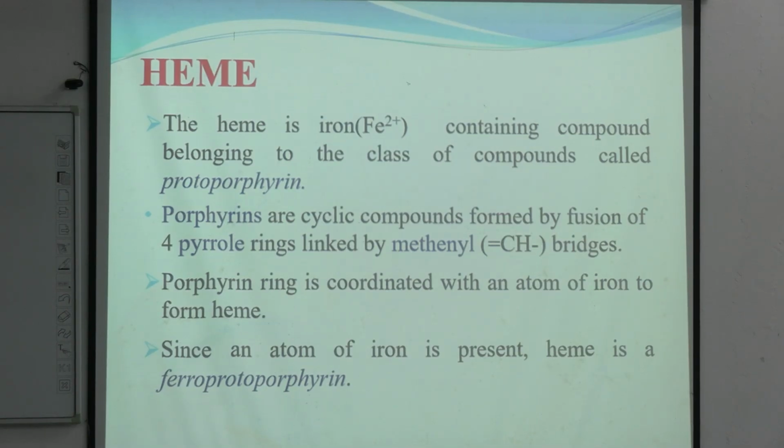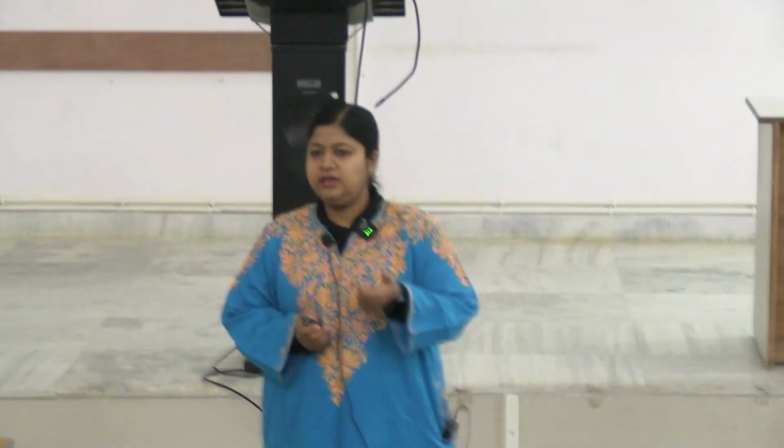forming the heme structure. As there is iron present, this type of porphyrin is known as ferroprotoporphyrin. The group of compound was protoporphyrin. As the metal present here is iron, we will also call it ferroprotoporphyrin. Clear?